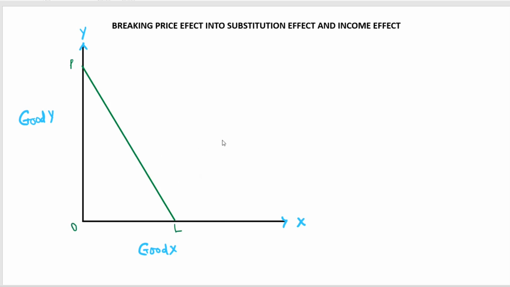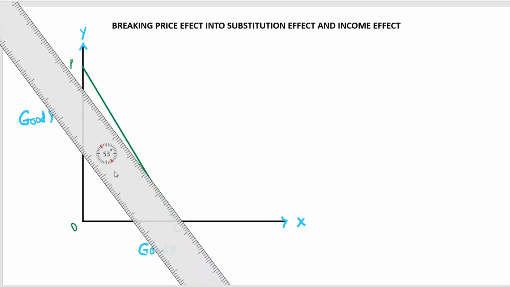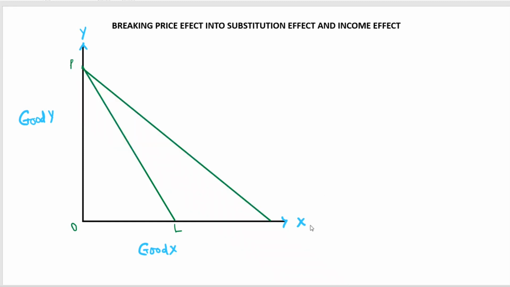So as the price of good X falls, we know this portion OL will increase. So we can see a new price line. Now let us also draw the new price line. So obviously this price line will be flatter. So we have drawn the new price line and this price line is flatter than the previous one. So we can name this price line PL prime.